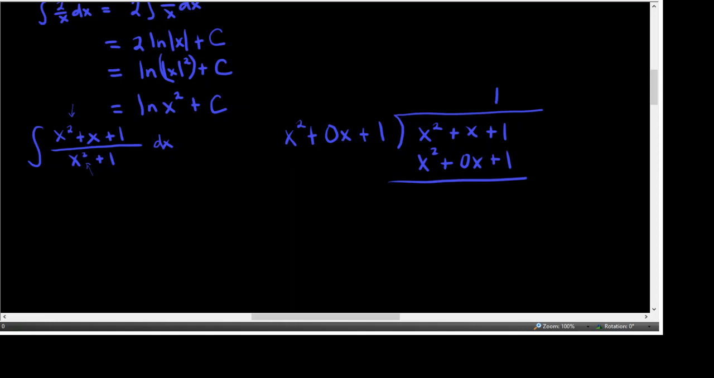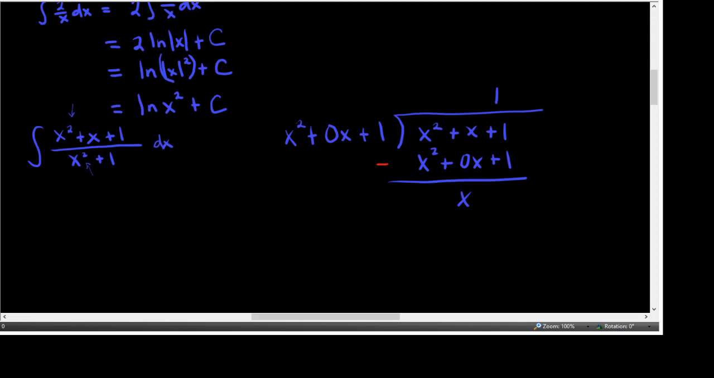And then subtract. Please keep in mind that you're subtracting all the way across. x squared minus x squared is 0x squared, I'm not going to write that down. x minus positive 0, oh, there's no positive 0. But anyway, x minus 0x is x, and 1 minus positive 1 is 0. So my remainder is x.